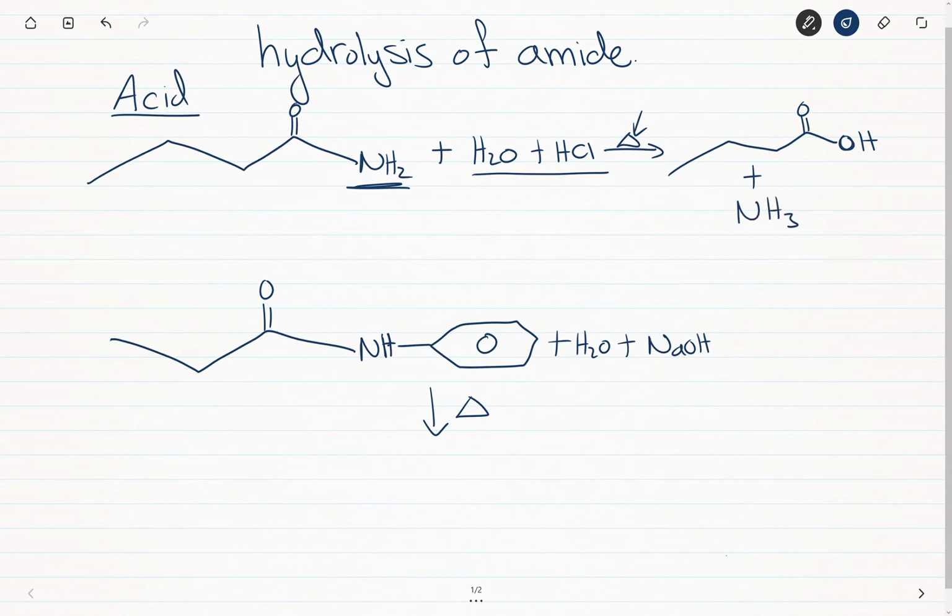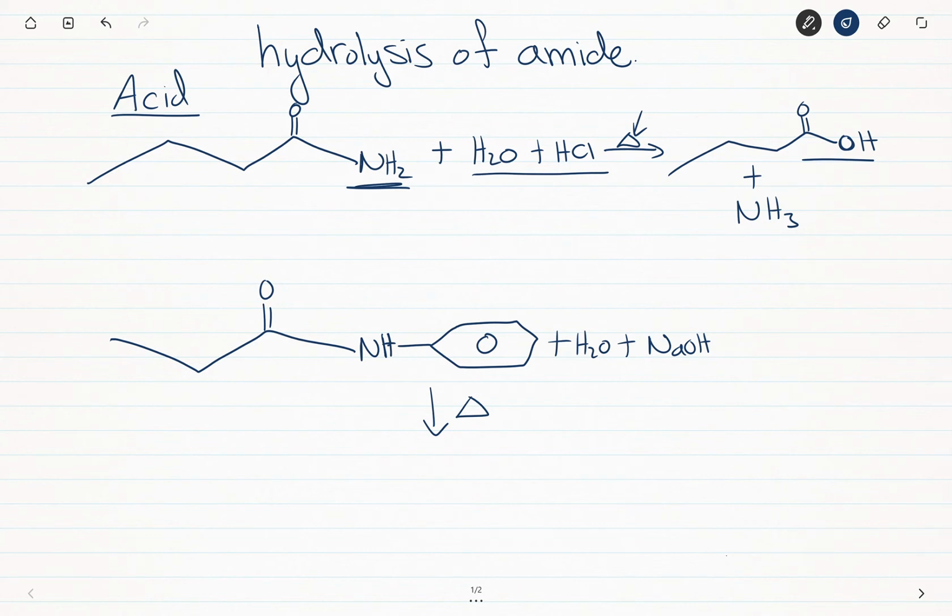NH3. So if you remember, to make an amide, you have to have the nitrogen lose a hydrogen. In this process, it gains back its hydrogen. It leaves and is no longer attached to the carbonyl. And we reform our carboxylic acid in this process.